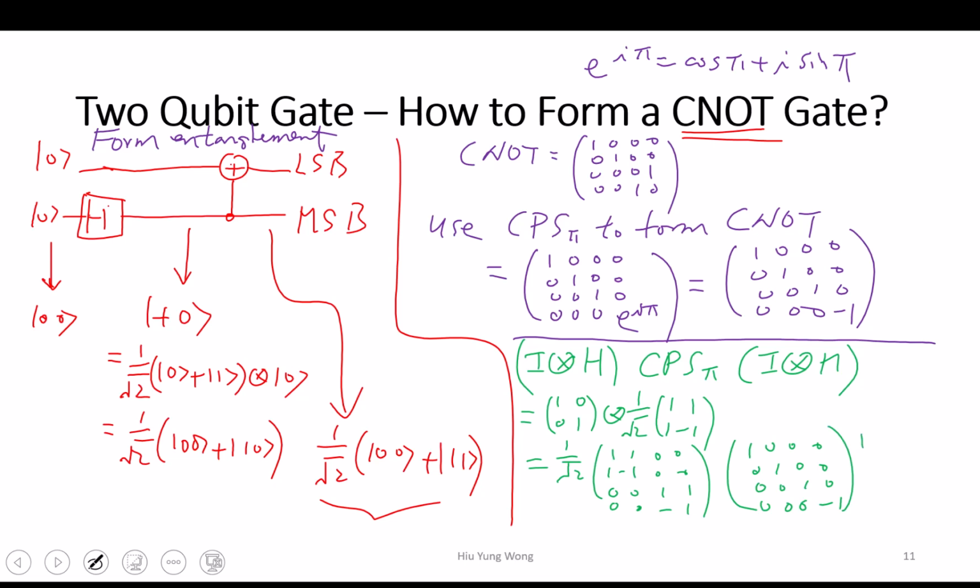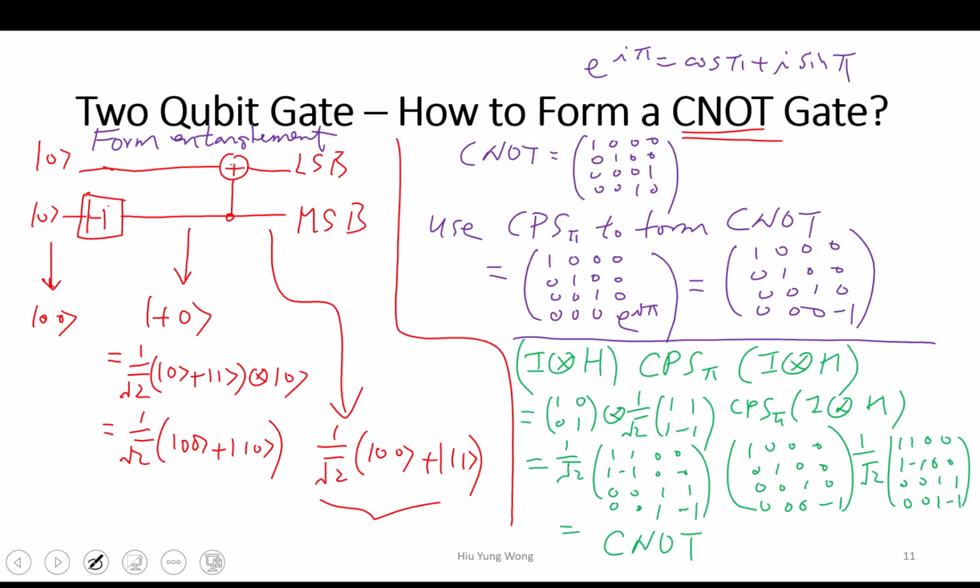Right? And then I just write this. So I'm not going to go to the details. The matrix multiplication, you should know how to do it. So this is wrong. Yeah, and then we'll see that this is just equal to C not gate. That's why I show you my cheat sheet.